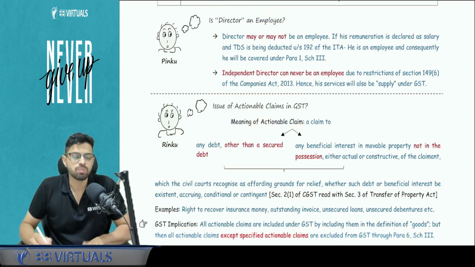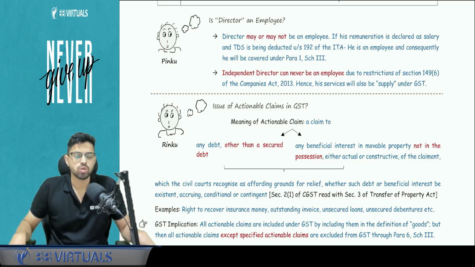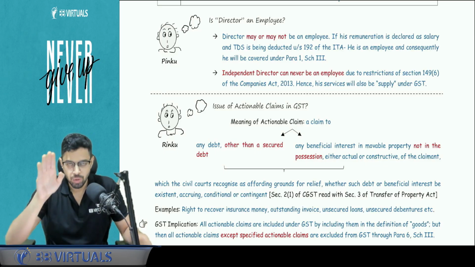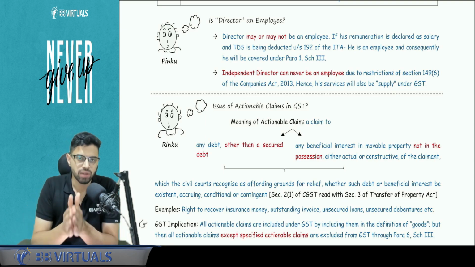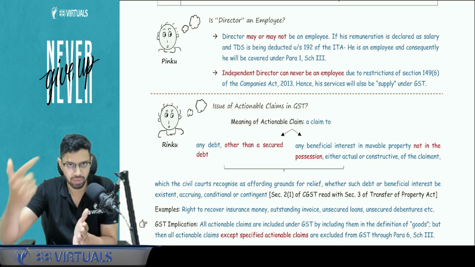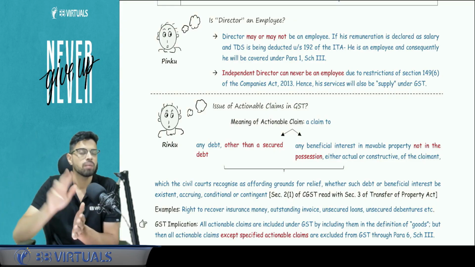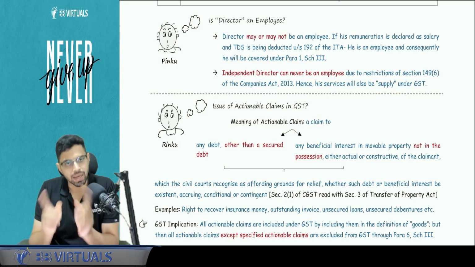Okay. Now, what about a director? Will GST be applicable or not? So understand one thing. A director is possible as an employee, or a director may not be an employee. So both cases are possible. Executive directors act as employees. If they are employees, then it will be covered under Schedule 3, Paragraph 1, outside the scope of GST. But what if he is not an employee? Then it will be under GST, and RCM also applies.